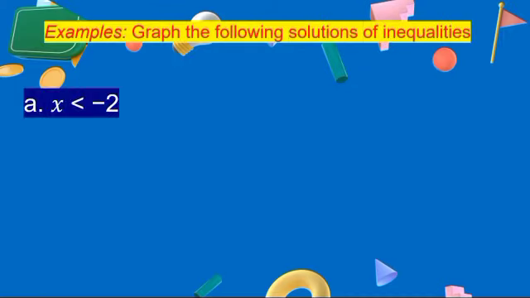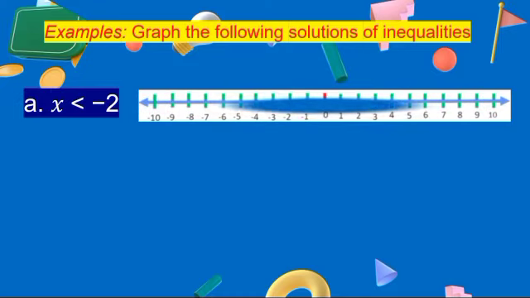Examples: graph the following solutions of inequalities. Number 1, x is less than negative 2. So we use the symbol less than. So ibig sabihin, we will be using an open circle. So from negative 2, less than meaning to the left ang ating arrow.